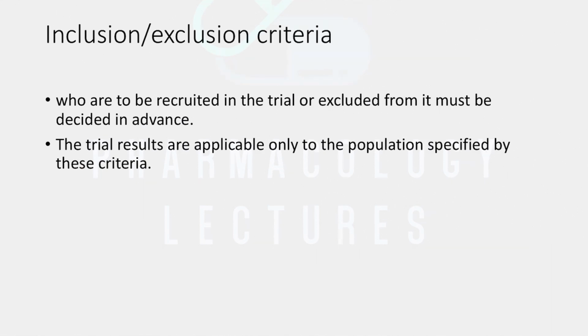Similarly, you need to decide exclusion criteria, that is, which patients you will exclude. For example, we will exclude nursing mothers, we will exclude pregnant females, we will exclude those patients who are already on treatment, right, who need insulin. These are some of the examples. So you need to pre-decide these exclusion criteria and inclusion criteria, and on that basis you need to recruit the trial subjects so that the trial results are applicable only to populations that are specified by those criteria.